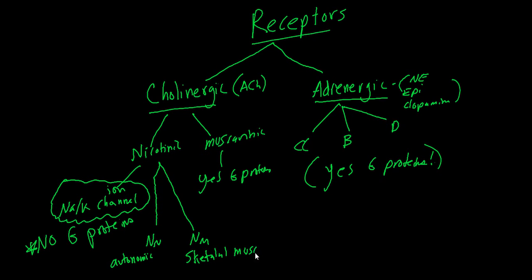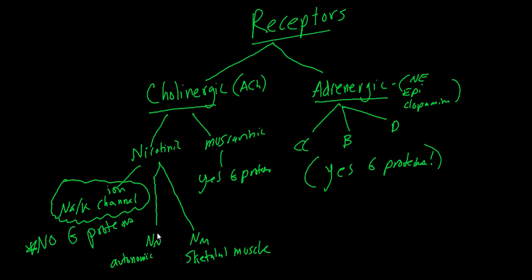Skeletal muscle. So if I want to move my bicep, if I want to curl my bicep, I'm going to have my brain tell my muscle, and that nerve is going to release acetylcholine, and that's going to act on my skeletal muscle at a receptor that's going to be a nicotinic subtype M receptor.